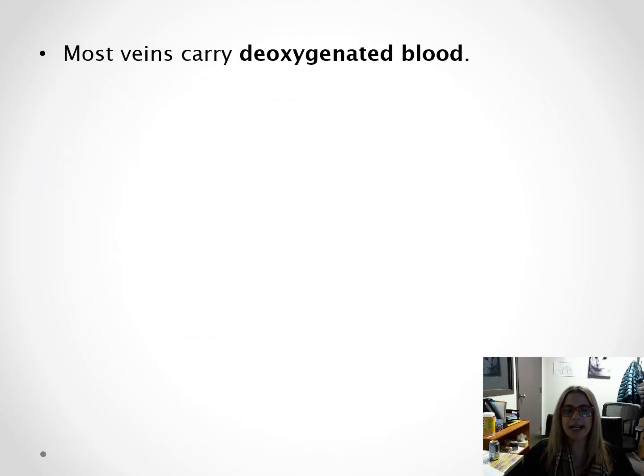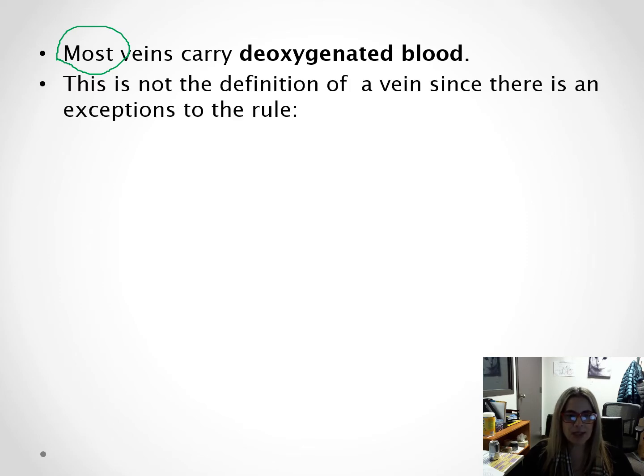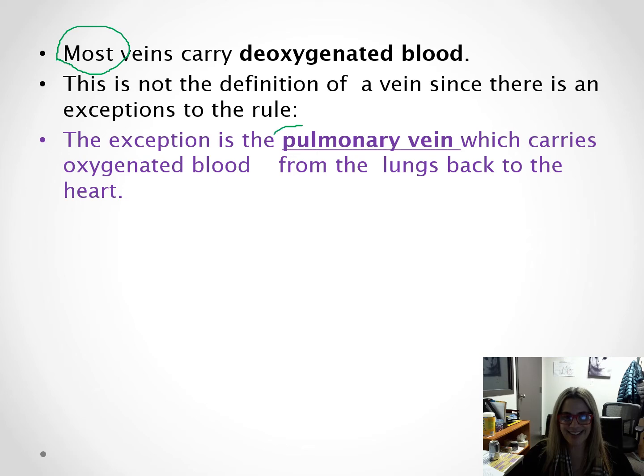So just like we said, most arteries contain oxygenated blood. Most veins carry deoxygenated blood, okay? But just like we had the exception with the arteries, with the pulmonary artery, surprise, we have the pulmonary vein, okay? So the pulmonary artery takes deoxygenated blood away from the heart back to the lungs to pick up more oxygen. The pulmonary vein takes blood back from the lungs after it's picked up O2 and takes it to the left side of the heart so it can be pumped out again.